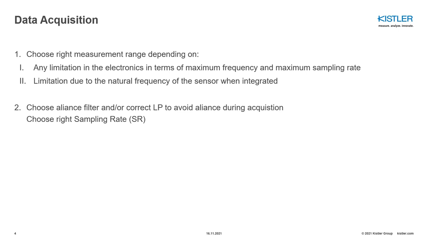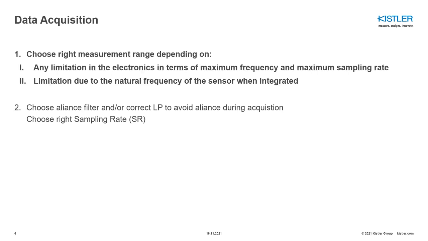We will start with choosing the right measurement range, and it depends on certain things. In the second chapter, I will introduce the effect of aliasing, how to utilize an anti-aliasing filter or correct low pass filter to avoid the aliasing, and then at the end talk a little bit about how to choose the sampling rate. Let's start with the first topic. How we can choose the right measurement range depends on two things.